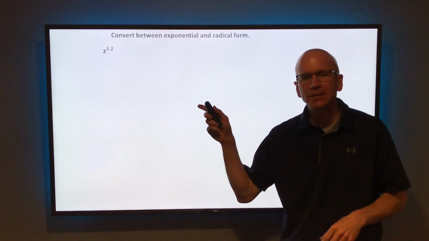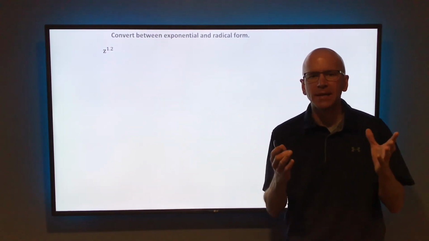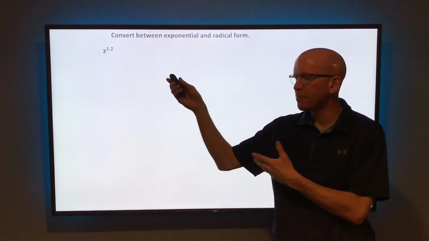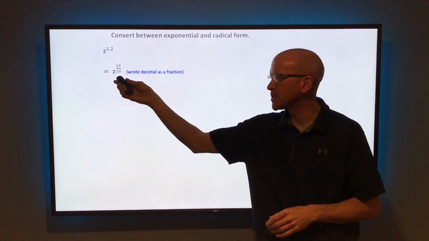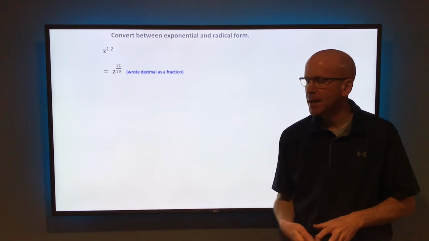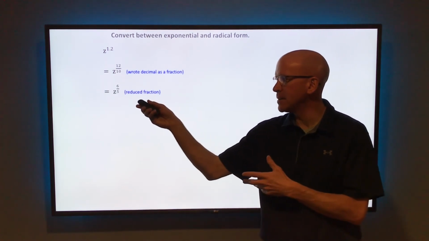Still converting between exponential form and radical form with that z to the 1.2 power. Well, let's make that into a fractional exponent. 1.2 as a decimal changed into a fraction would be 12 over 10. So that's z to the 12/10 power. Now that 12 over 10, that will reduce to 6 over 5. So you're looking at z to the 6/5 power.